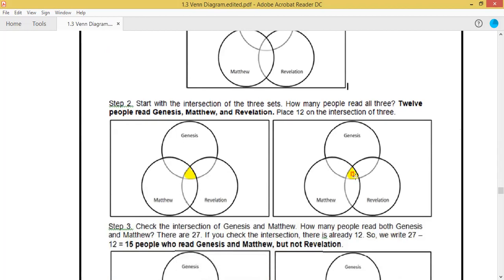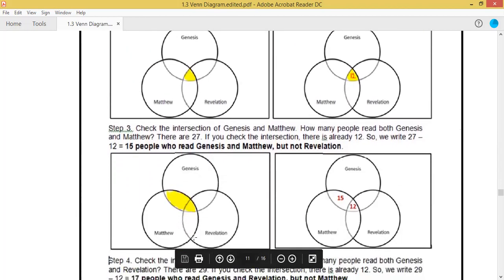Next, we choose the intersection of two, for example, Genesis and Matthew. There were 27. So we highlight the intersection for Genesis and Matthew. There should be 27. But since there's already 12, we subtract it. 27 minus 12, then there are 15 who read Genesis and Matthew, but not Revelation. But if you add both, that means 27 people read both Genesis and Matthew.